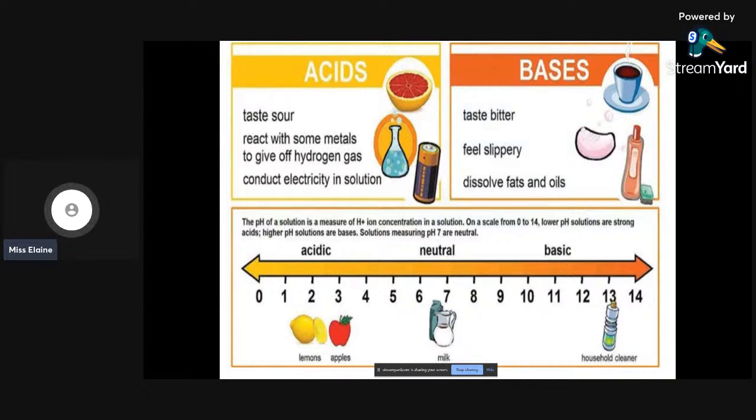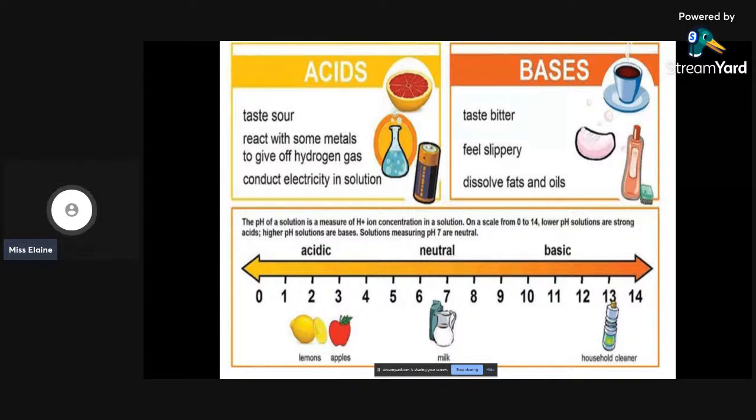While bases taste bitter, the opposite of acid. They feel slippery and dissolve fats and oils. So, a base is chemically the opposite of acid. Bitter in taste. And usually, a base is a compound which yields hydroxide ions when dissolved in water.